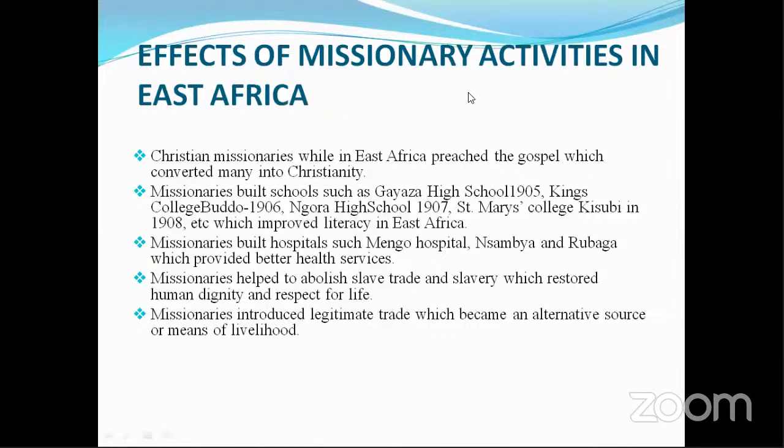Someone is saying, what is legitimate trade? The right trade, the trade that is acceptable by the society. Trade that is not acceptable by the society is illegitimate. Okay, so I think I've also answered that one from the chat. These other people are still contributing. Someone is saying, teacher, I thought barter trade was illegitimate. No, barter trade is not illegitimate. Barter trade was actually a legitimate trade. You understand? Exchange of goods for goods.